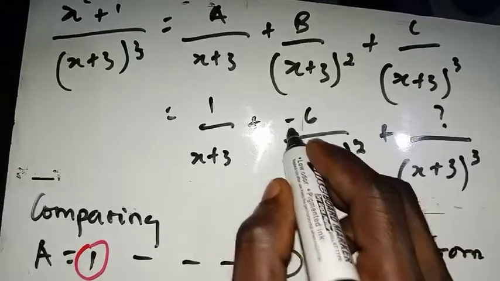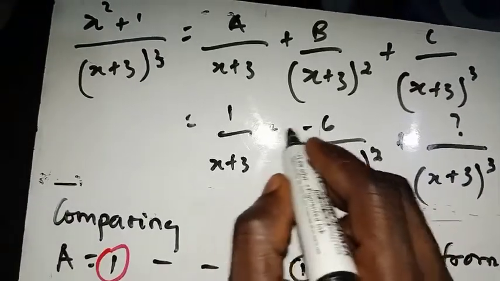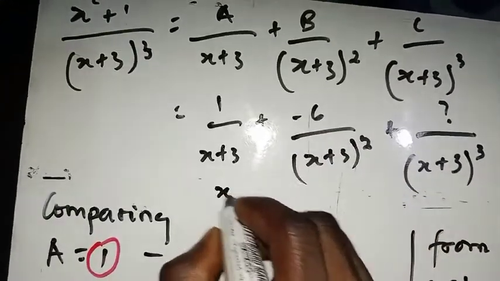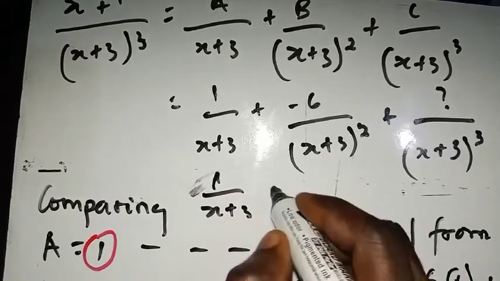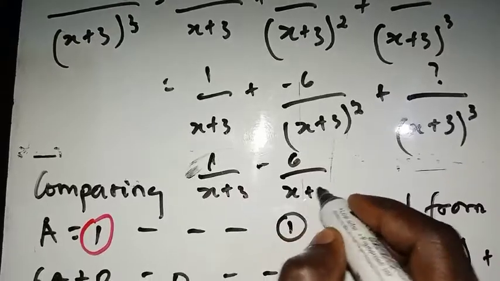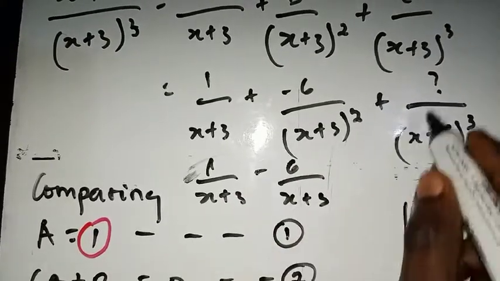So here this negative goes away, so this one vanishes. Here we are going to have 1 over s plus 3, minus 6 over s plus 3 squared, and then finally this portion.